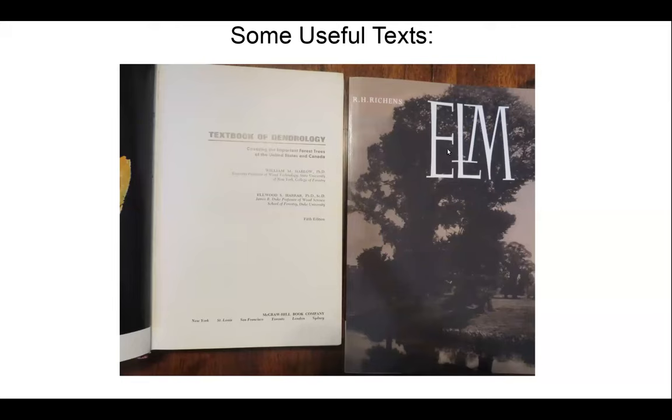On the right here is a photograph of Richens' Elm, which is a very highly recommended book by me. It's written from a United Kingdom perspective, but it's just full of history, lore, facts, human uses, etc. And after reading this book, my conclusion is elms are definitely one of the most important trees to human civilization in the Northern Hemisphere, maybe second only to oaks. So if you can track that down, highly recommend it.